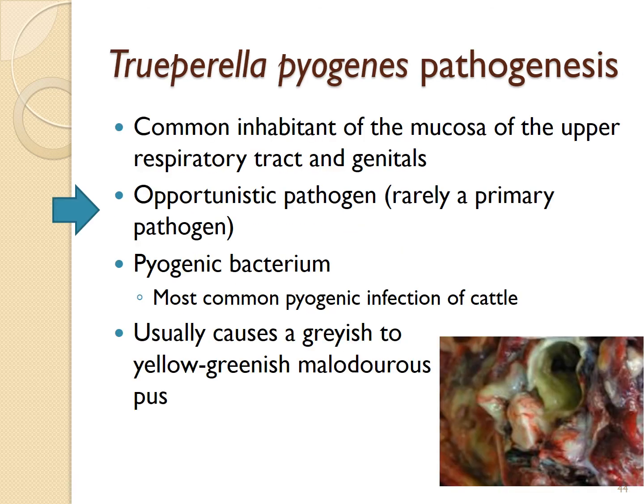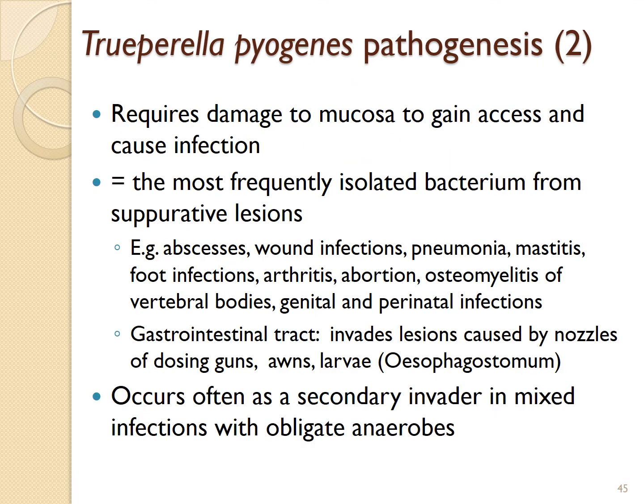Trueperella pyogenes is a commensal of the mucosa of the upper respiratory tract and genitals. It is an opportunistic pyogenic bacterium. It is the most common pyogenic infection in cattle. It usually causes a grayish to yellow-green malodorous pus.